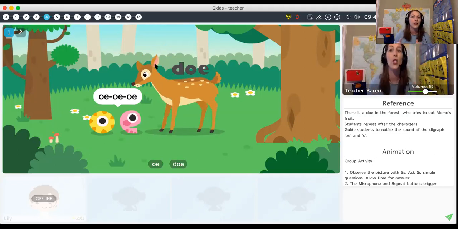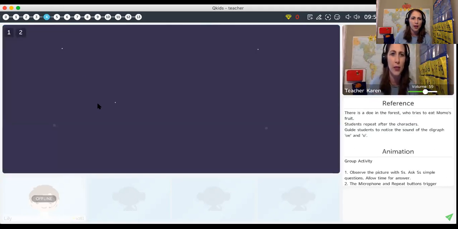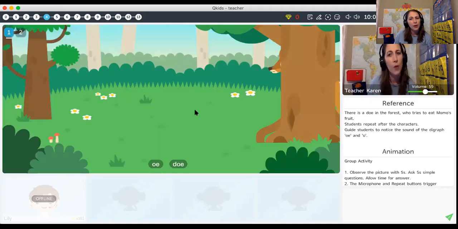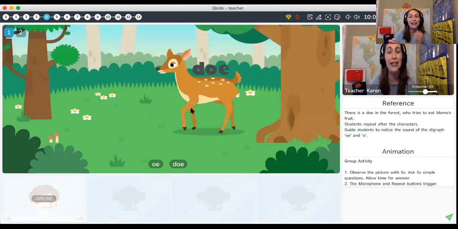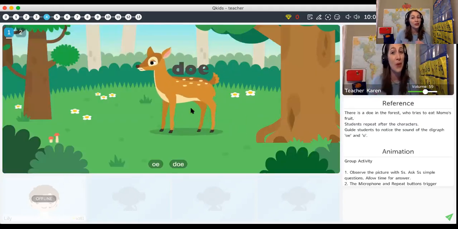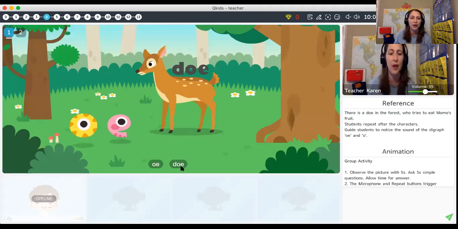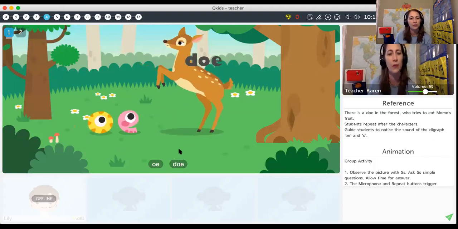Okay, so sorry. Something I forgot to do is I forgot to set up the story. So when you go to this slide, I always read this part too. There is a doe in the forest who tries to eat Momo's fruit. And then, oh, oh, oh, doe.